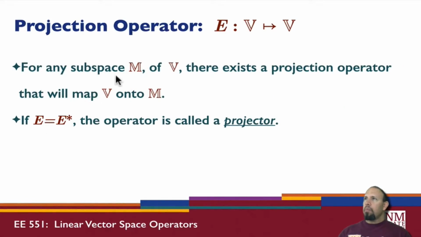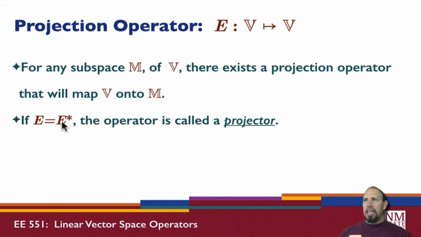So for any subspace M of V, there exists a projection operator that will map V onto M. This is an important thing. We're going to see how to do some of this depending on the subspace that we have available and how we have it defined. But given a subspace, we can actually find a projection operator that will do this map.